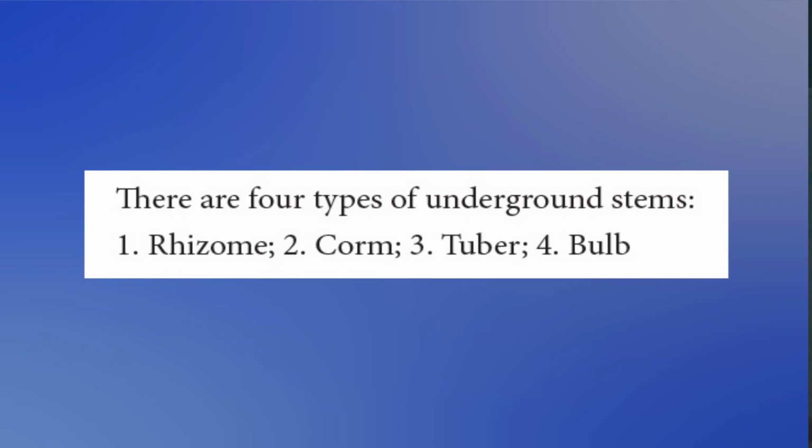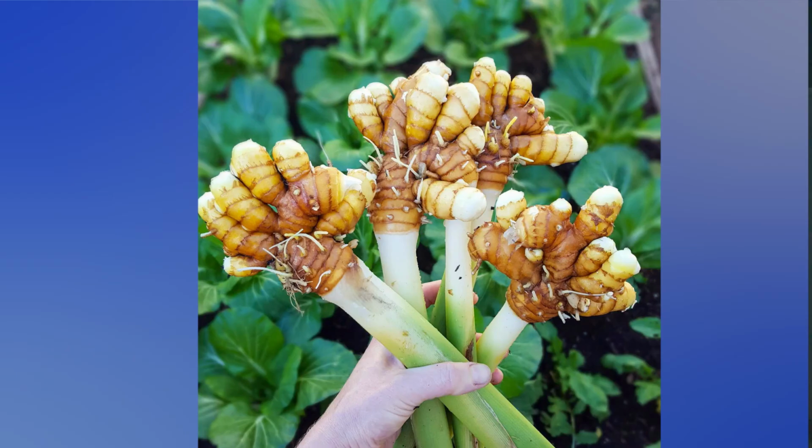Another one is underground modification. There are four types of underground modifications: rhizome, corm, tuber, bulb. Rhizome is an underground thick stem in which nodes, internodes and scale leaves are all present, but it is irregular in shape because of storage of food. Example, ginger and turmeric.